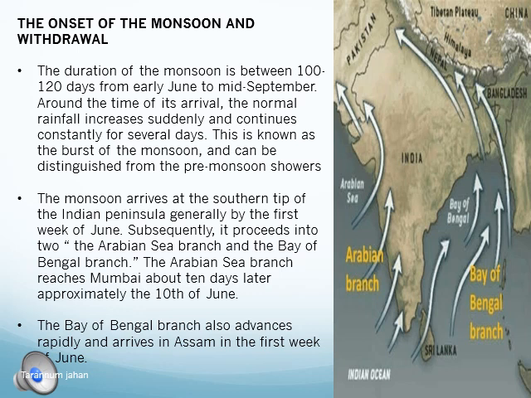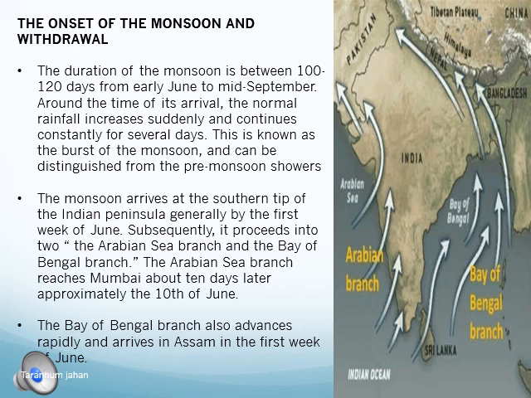Now how does monsoon arrive in India? By the first week of June, the monsoon arrives on the southern tip of the Indian peninsular region. If you see the map, you will see it is entering from the tip of India, down near the Kanyakumari side. So they enter from the tip of the Indian peninsula. This monsoon is divided into two. Now see the division, the Arabian Sea branch and the Bay of Bengal branch. This Arabian Sea branch reaches Mumbai by 10th of June.